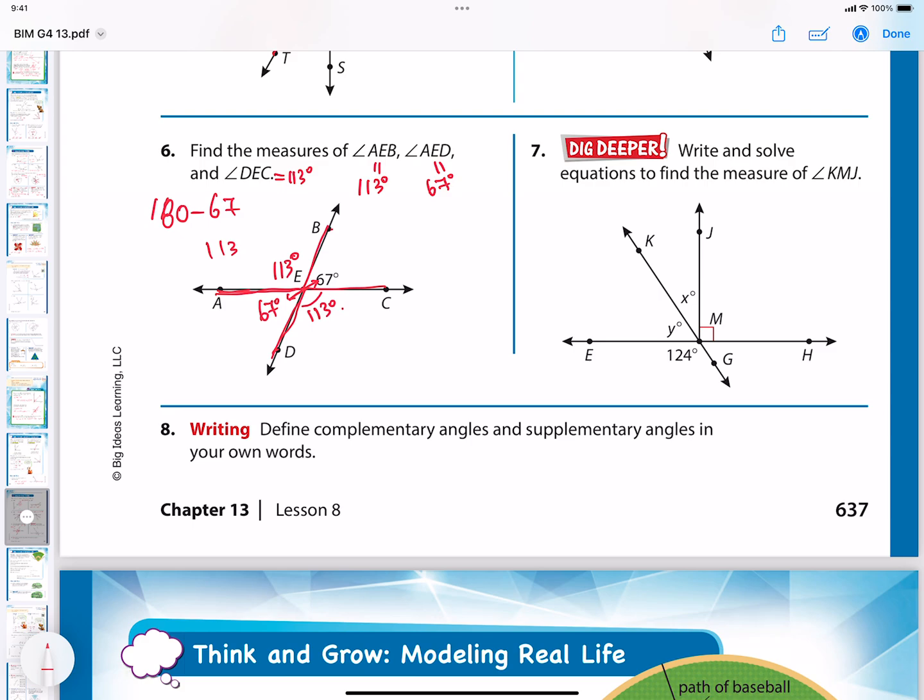okay? It's easy. Okay, now write and solve equations to find the measure of angle KMJ.